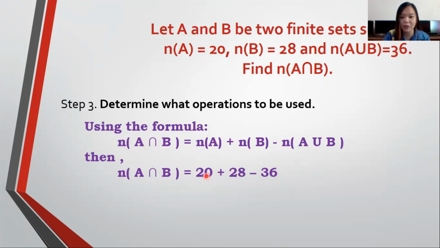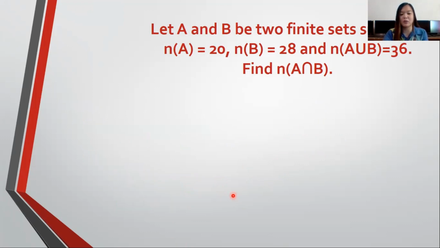the 20 is dito yan. The cardinality of B, which is 28, is dito. Minus the cardinality of A union B, which is 36, is dito. And then proceed to your solution using the MDAS operation. So, 20 plus 28, you have 48. Minus 36, and then you have 12.